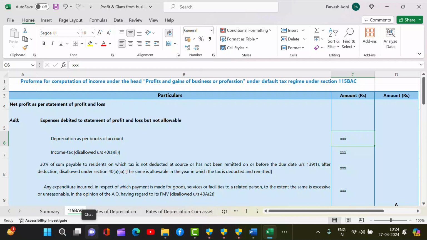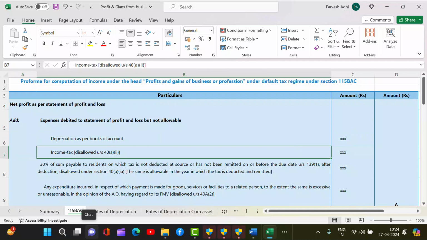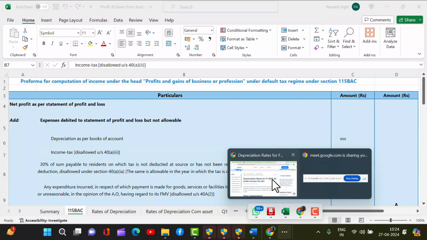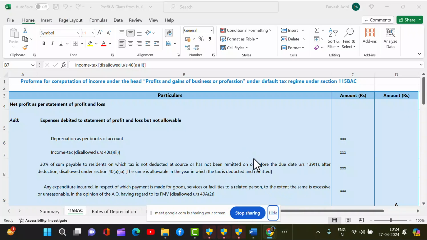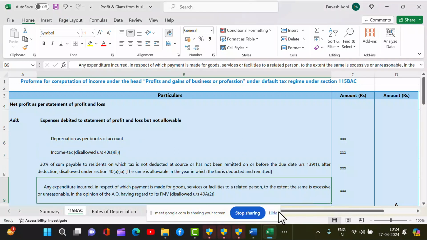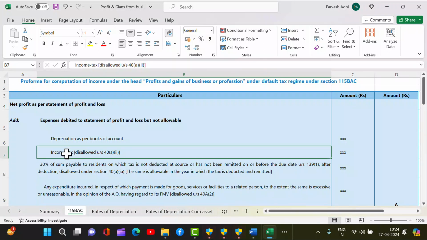Yes, sir. Now, income tax disallowed. If you have debited your income tax, then, for example, let's check here, because you are going to calculate your profit. If you have shown income tax here, that needs to be added back because you are going to compute it again. Suppose you have shown income tax, so this will be disallowed.